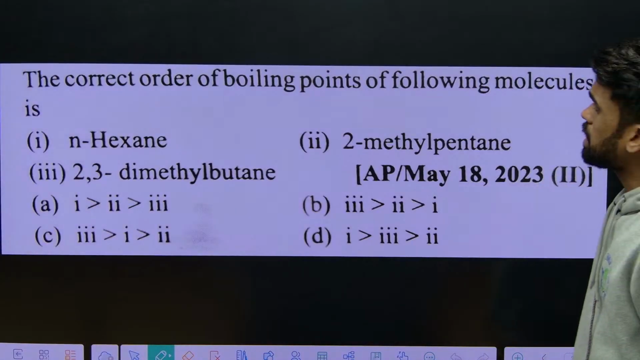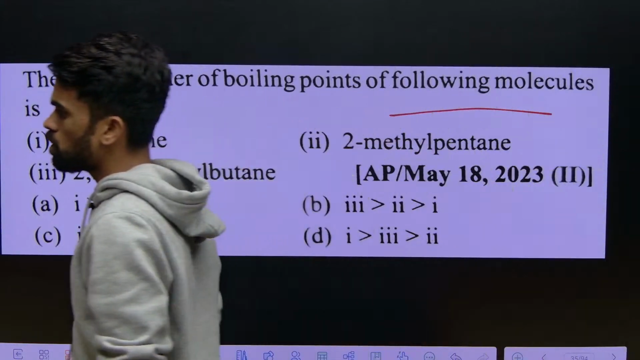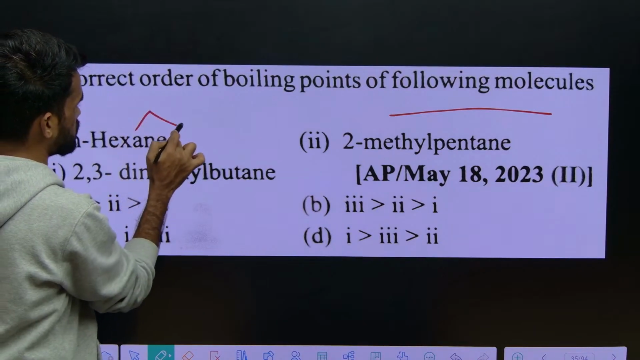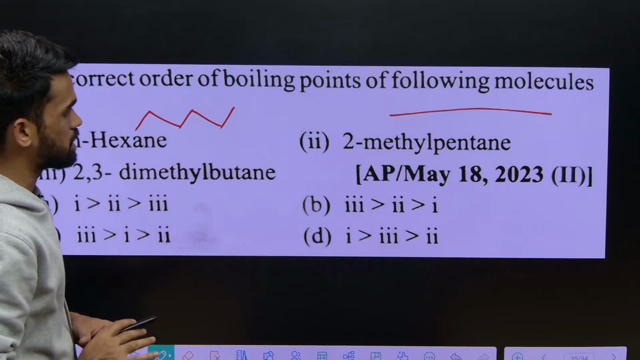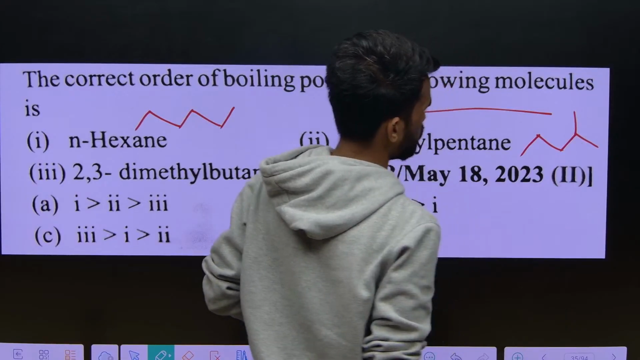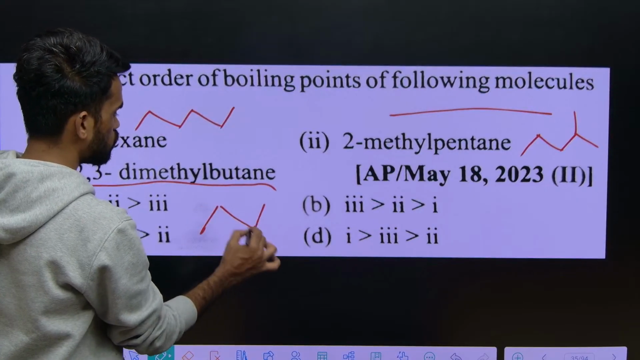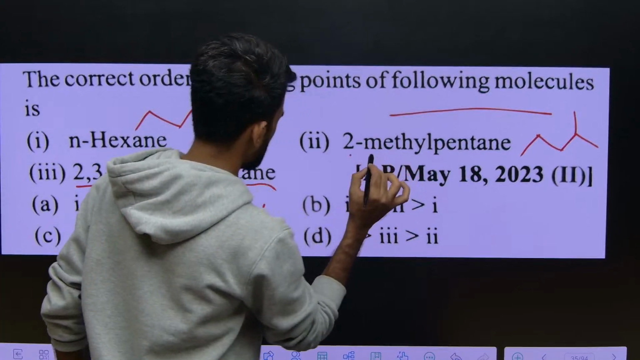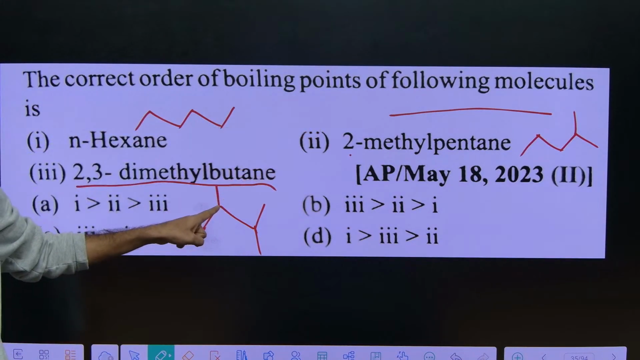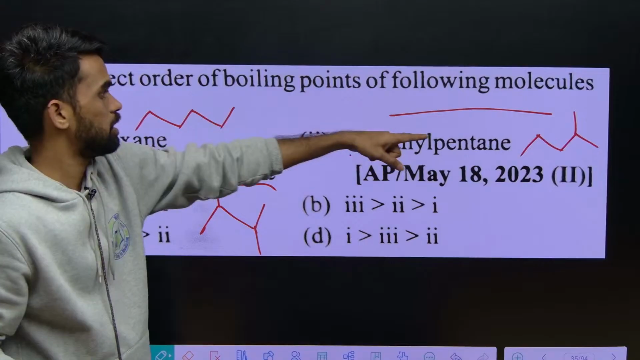Next, look at this, they are asking what is the boiling point order of the following molecules. See, all four given options are alkanes only. But if you observe the structures, this one is a straight chain, n-hexane, but this is 2-methylpentane, which means a methyl on carbon 2. This is 2,3-dimethylbutane, so 1, 2, 3, 4, with methyls on 2 and 3. So this is done. Now see, it's a straight chain, then branching, then again branching. If you see this straight chain, it is straight, but here branching increases.